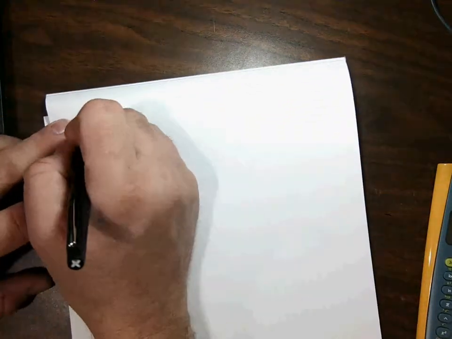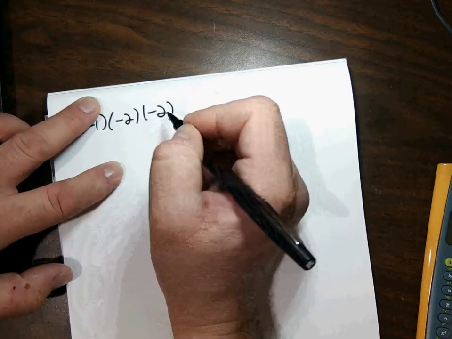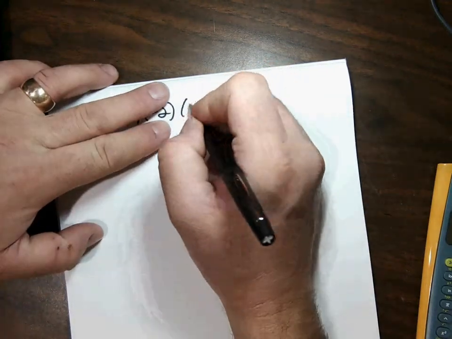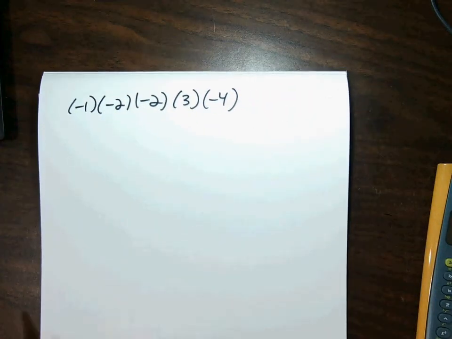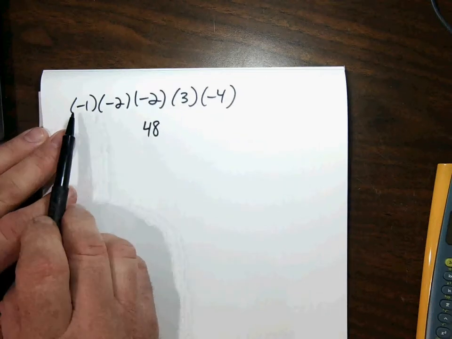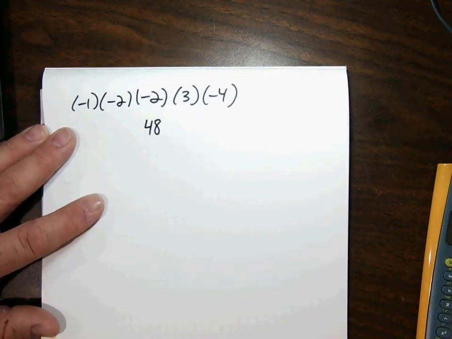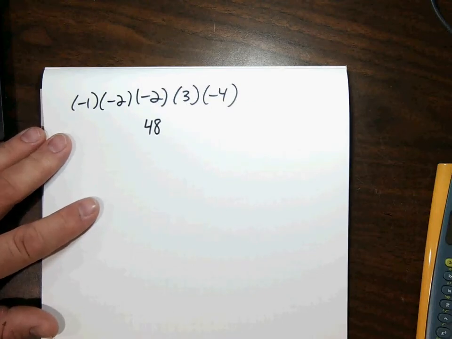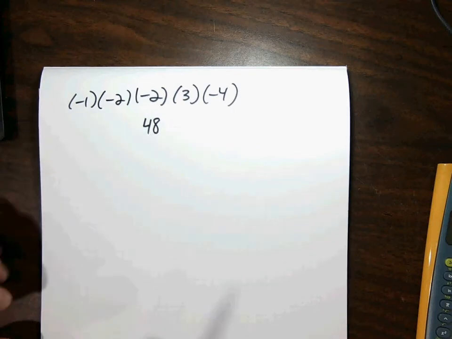Okay? Negative 1 times negative 2 times negative 2 again, times 3 times negative 4. So I just have to take 1 times 2 times 2 times 3 times 4 and get the answer, which is going to be 48. But then I just got to go back and say, well, I have 1, 2, 3, 4 negative signs. That's an even number, so it's positive 48. Okay? That's how we can do it. All right? All good with multiplication.